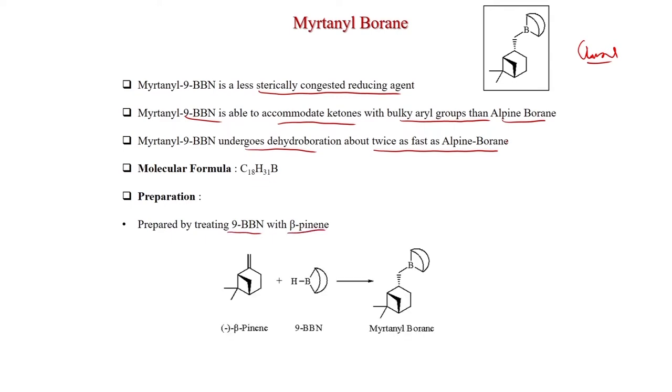And this is prepared by treating 9-BBN with beta pinene. Earlier we have seen alpha pinene; this is beta pinene. In beta pinene, the double bond is in the exocyclic position. With 9-BBN, the addition happens because this is a terminal olefin and the boron adds to the terminal carbon, with the hydride going to the internal carbon center, and you get this methanyl borane. Also, the top face is blocked by this group, so the addition is taken from the downside.